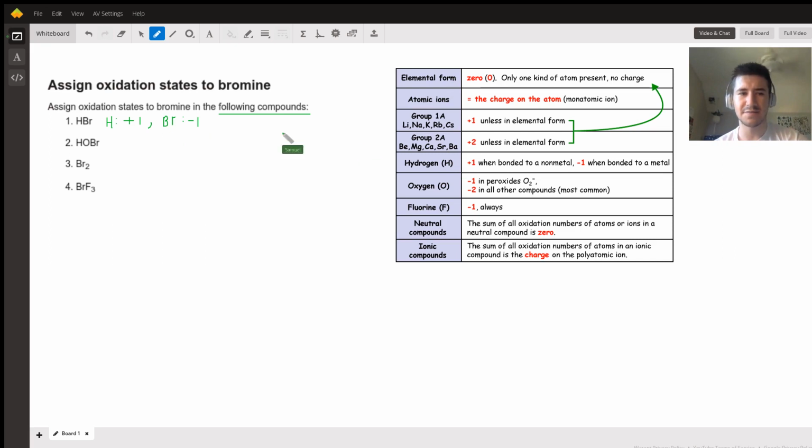HOBr. Again, we find ourselves at hydrogen, which has a +1. Then our next rule says oxygen has a -2 because this is not a peroxide. And then our last rule says, what must bromine have been to create a neutral compound? +1 minus 2 is -1, so Br must have been +1. Kind of strange, because -1 seems a little bit nicer.